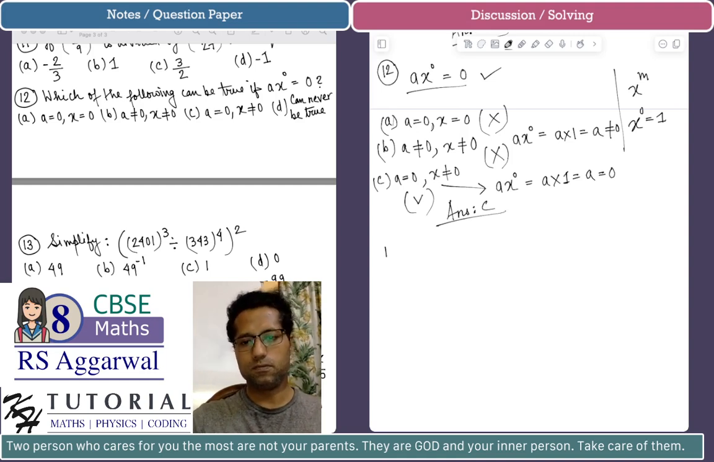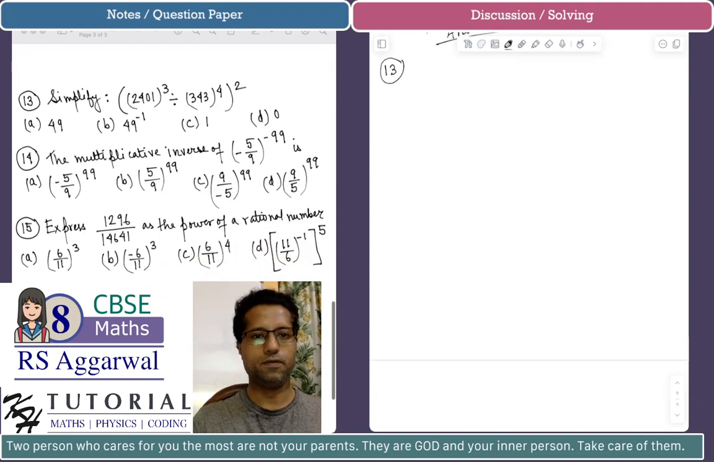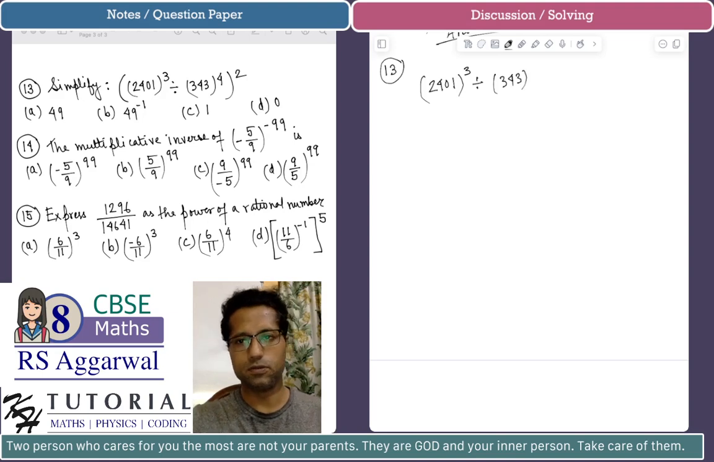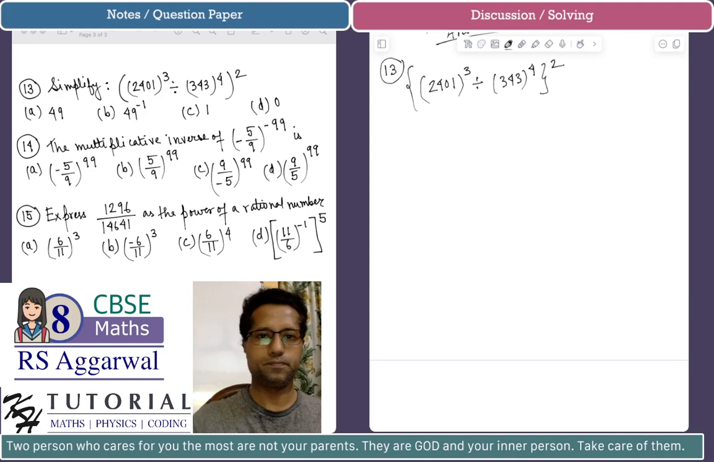Okay, let's do problem number 13. Simplify. Okay, so it is a simplification problem and it looks a little complex. It is 2401, this whole raised to the power 3, divided by 343, this whole raised to the power 4, and this whole raised to the power 2.